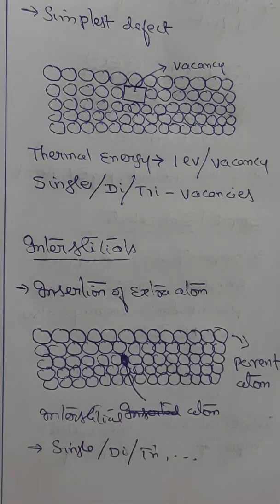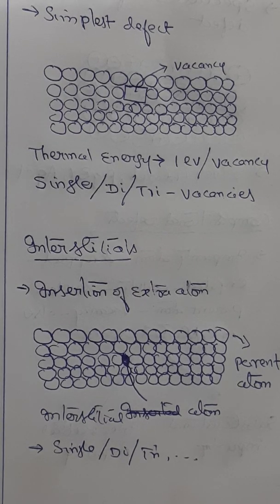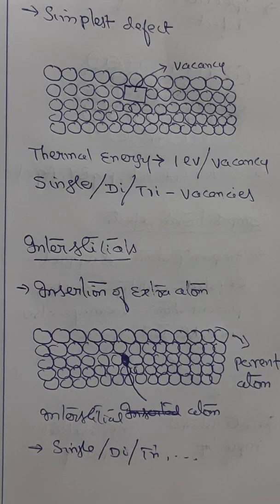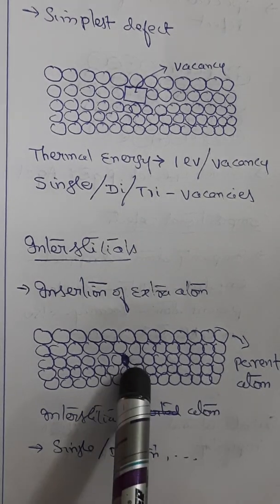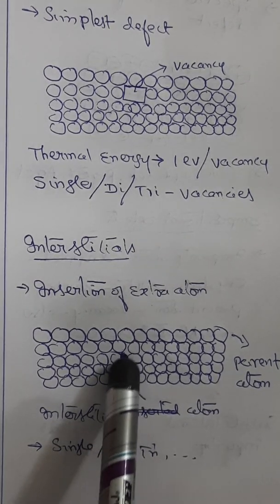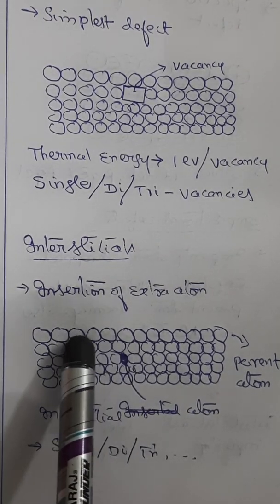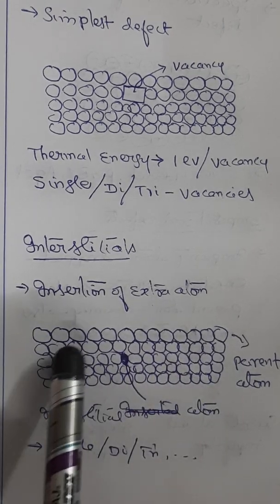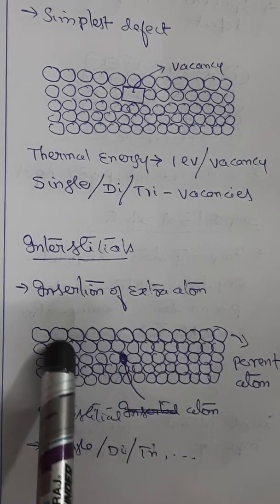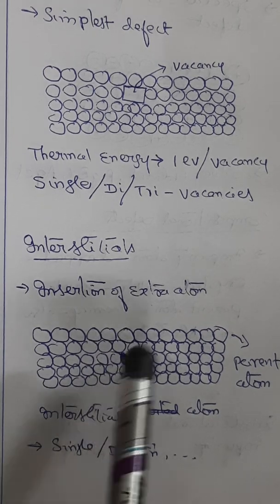Another type of point defect is what is known as interstitials. When an extra atom is inserted into the crystal, naturally it occupies interstitial positions, that is, void or space between the regularly positioned parent atoms without dislodging the parent atom. Something like this. So, an additional atom is inserted. The regular periodicity of these parent atoms is not disturbed, but the atom is inserted in between.